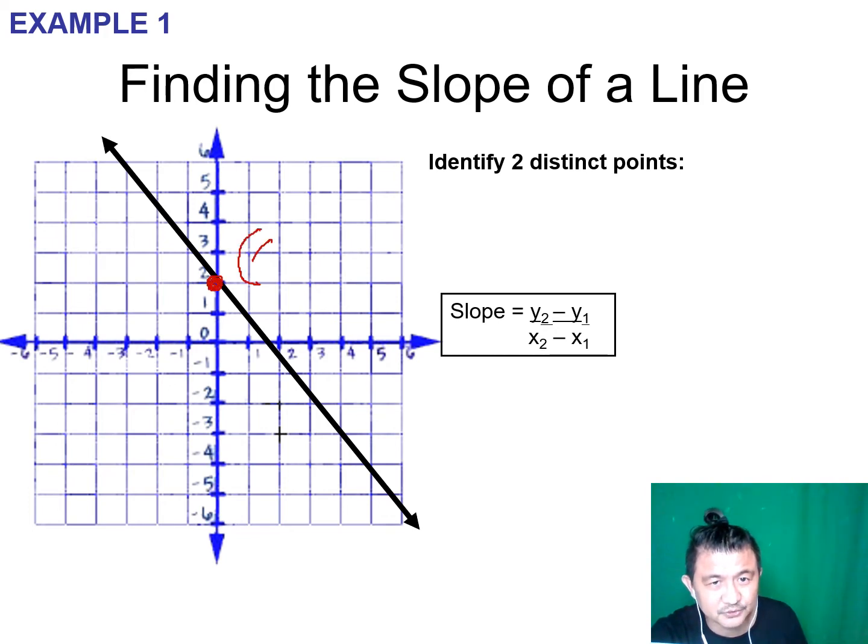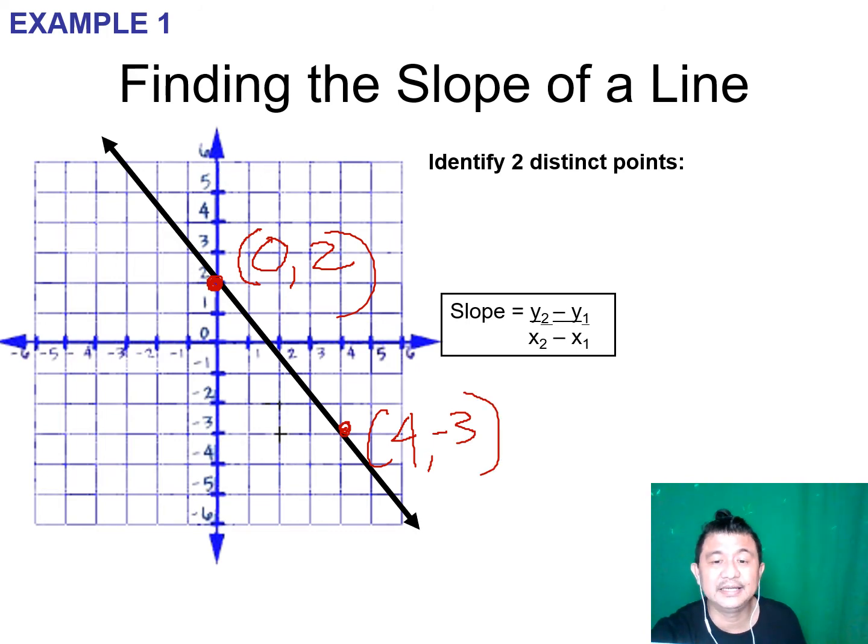For example, I could use 0, comma 2. Okay, next, one more. I could look at another point. I could look at 4, comma negative 3. Next, I label them. I label them as point 1. Therefore, I call it x sub 1, y sub 1. Okay, now on the other side, this is point 2, x sub 2, y sub 2.